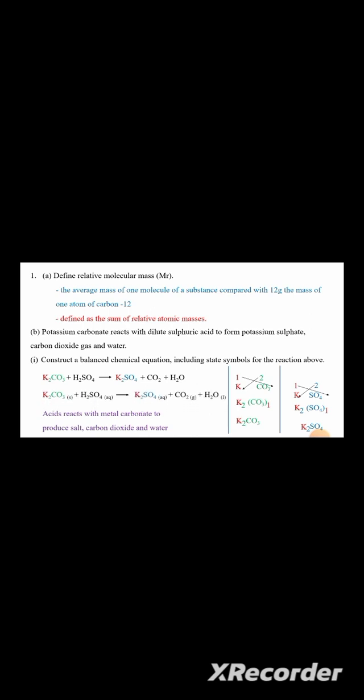When you write your state symbols, this is how the equation is going to look. The first one there will be solid, and the second one, the acid, will be aqueous. Remember, it is dilute, meaning some amount of water was added there. No wonder it is aqueous. Then potassium sulfate is also aqueous. Carbon dioxide is a gas. It is the air that we breathe out, so it is gas. And then water, usually it is liquid. So we write L there as a state symbol. So that is our well-balanced chemical equation.